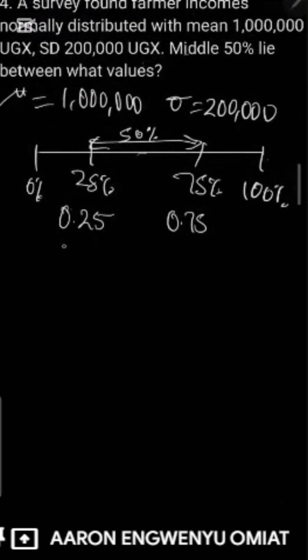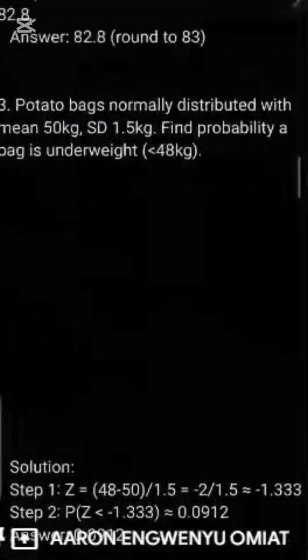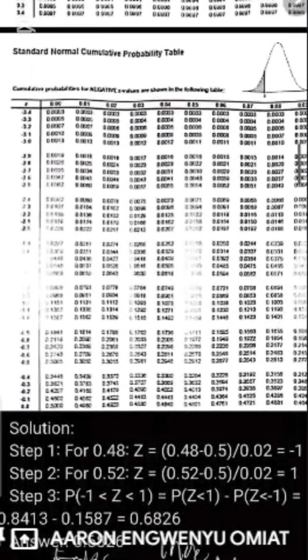Given these probabilities, we go and check on the table. We are finding Z1 such that the probability of Z less than Z1 gives 0.25, and Z2 such that the probability of Z less than Z2 gives 0.75. We are going to use the table to find the values. So they are all positive, 0.25 and 0.75.